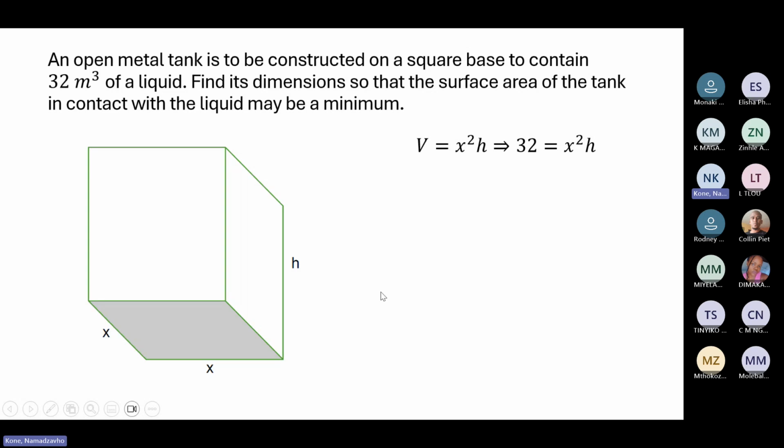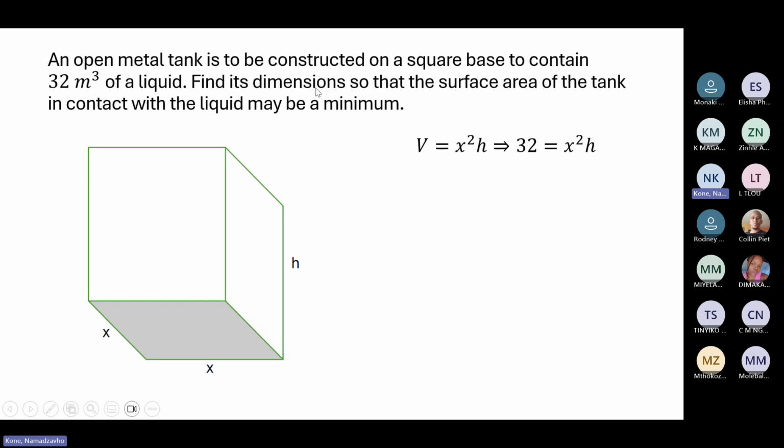rectangular container like this, will be area of base multiplied by the height of the box, which is this formula that is here, V equals x squared h. X squared is the area of base, which is this part, and then h is the height of the box. But the volume has been given as 32. So we replace V by 32 and get an equation 32 equals x squared h. And we stop there because that is the information that we get until this full stop.